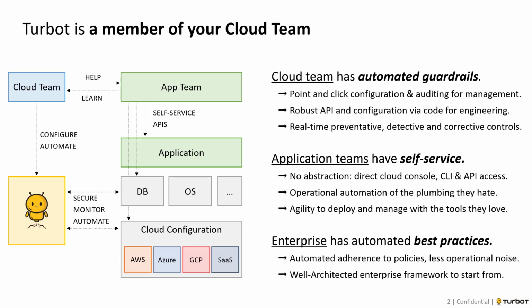So if a developer tried to provision an Amazon S3 bucket that was publicly exposed, Turbot can explicitly prevent that from happening. Or provisioning a certain image or an AMI or a certain instance type size, Turbot can block something that is not approved by the organization.